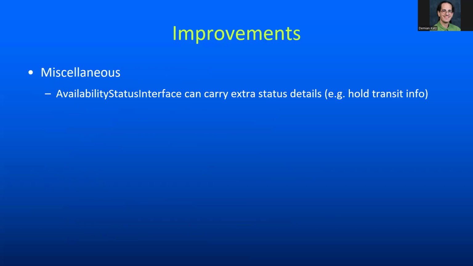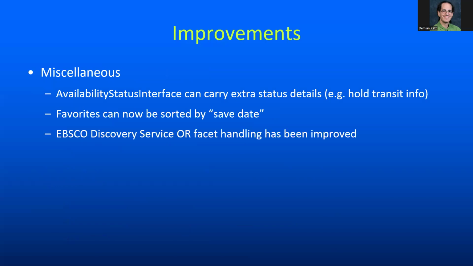The availability status interface, which was recently introduced, can now carry additional status details. So not just the type of status, but also some specifics like where a hold is in transit to. There's a new sort option on favorites lists, so you can now sort by when the items were added to the favorites. The EBSCO Discovery Service integration has better handling of OR facets. And finally, there's a new JavaScript event called record tab init, which is called when record tabs initialize, and you can now hook that if you need to attach custom behavior to that action.